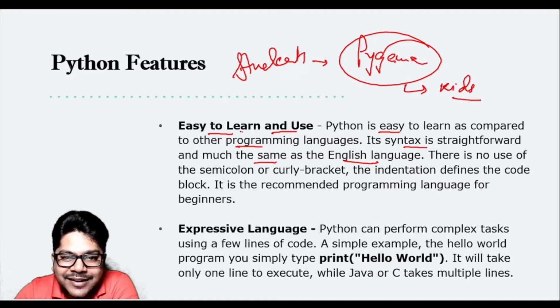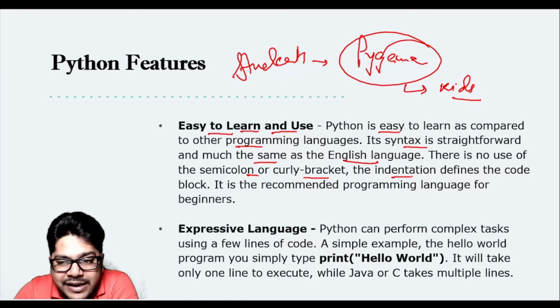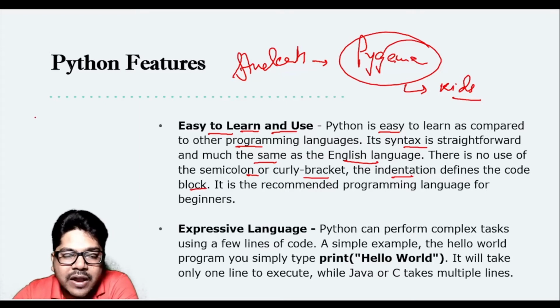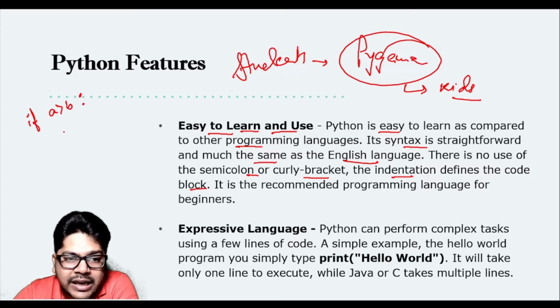Python is easy to learn and use, and there is no use of semicolons or curly brackets. The only thing is the indentation. The indentation defines the code block. If you want to make something a block, let's suppose I am writing an if condition. If I write a greater than b, and then give a colon here, then when I press enter, the line will not start from here, it will start from here.